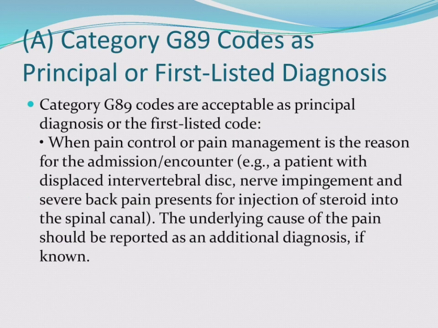a. Category G89 codes as principal or first-listed diagnosis. Category G89 codes are acceptable as principal diagnosis or the first-listed code when pain control or pain management is the reason for the admission, encounter, e.g., a patient with displaced intervertebral disc, nerve impingement and severe back pain presents for injection of steroid into the spinal canal. The underlying cause of the pain should be reported as an additional diagnosis, if known.